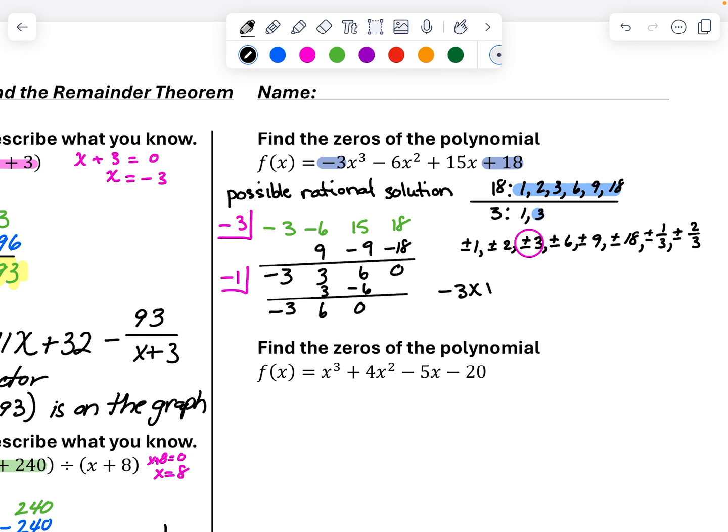Then I have the problem negative 3x plus 6 equals 0. Negative 3x equals negative 6. X equals 2. So my zeros are negative 3, negative 1, and 2. All right, sorry for the problem that I had. You'll notice that my issue was, when I did the problem, I forgot the sign, and that made a mistake.